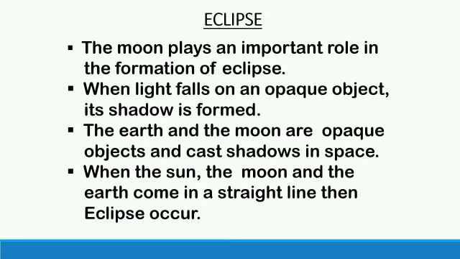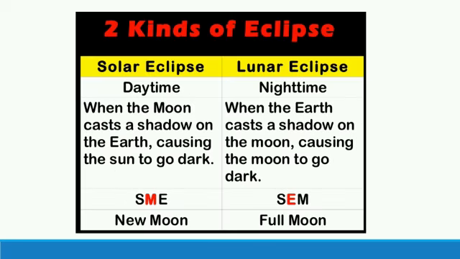The earth and the moon are opaque objects and cast shadows in space. When the sun, the moon and the earth come in a straight line, then an eclipse occurs. So children, there are two kinds of eclipse, that is solar eclipse and lunar eclipse. Solar eclipse occurs at daytime and lunar eclipse occurs at night time.